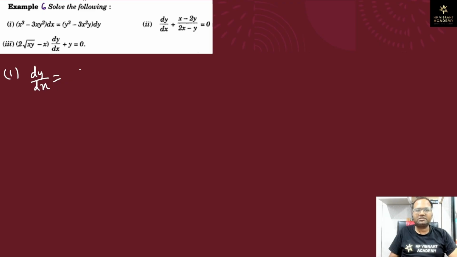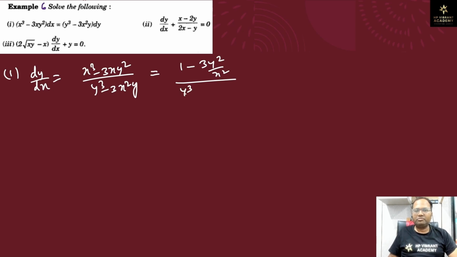So dy upon dx is given as (x cube minus 3xy square) upon (y cube minus 3x square y). Let us divide the numerator and denominator by x cube. So this is (1 minus 3y square upon x square) upon (y cube upon x cube minus 3y upon x). So we have calculated dy upon dx. This is obviously a function of y upon x, hence we can call this equation a homogeneous equation.